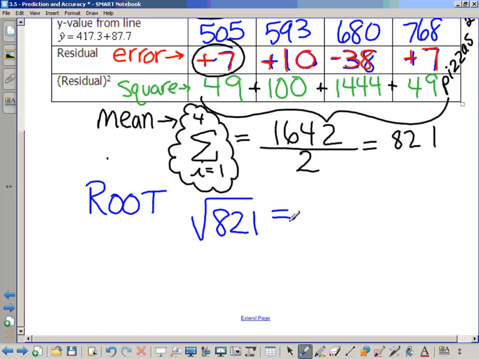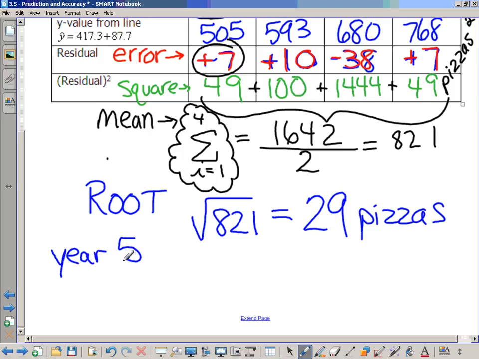And what did you get? To the nearest pizza, 29. And let's wrap this up before we ask questions. Here's my interpretation of 29. If we now go to figure out how many pizzas we think we're going to sell the next November, that would be year 5. In year 5, we're now predicting the future. That's called extrapolation, when you predict what's going to happen next. Not within your data set, that's called interpolation. Predicting out to the future is extrapolation.